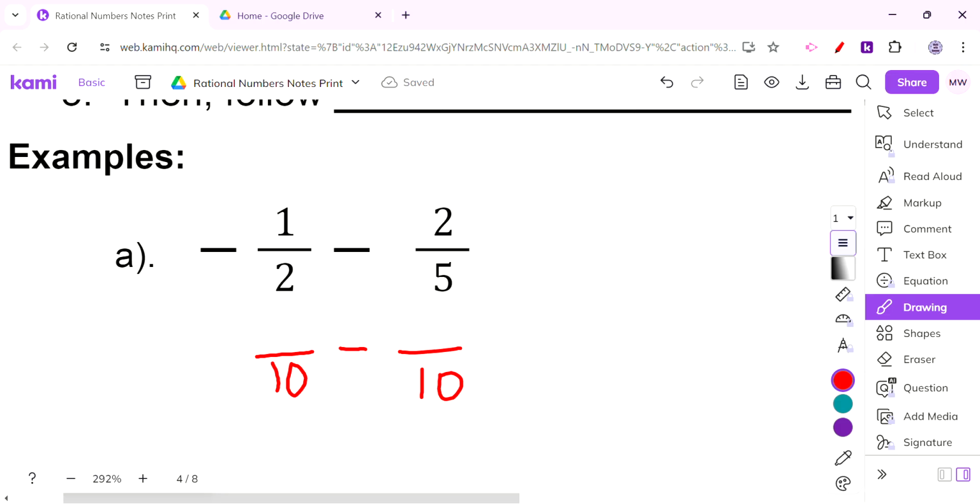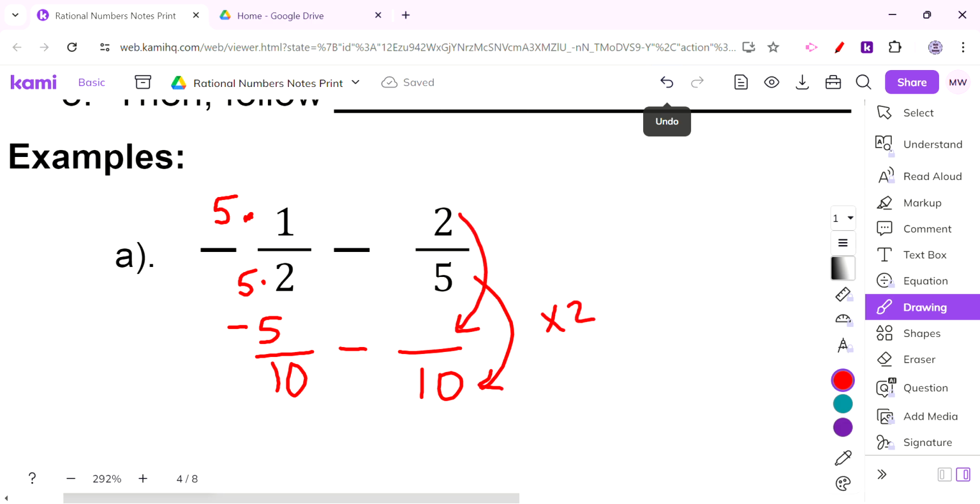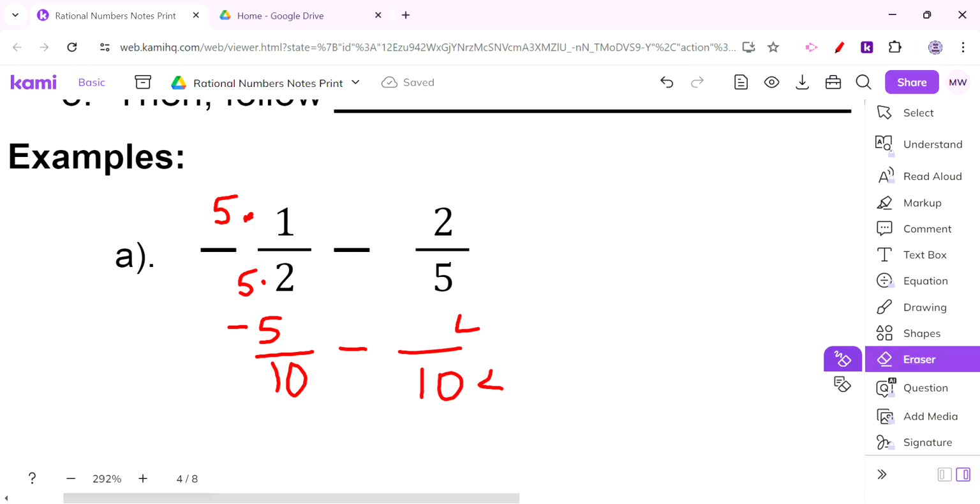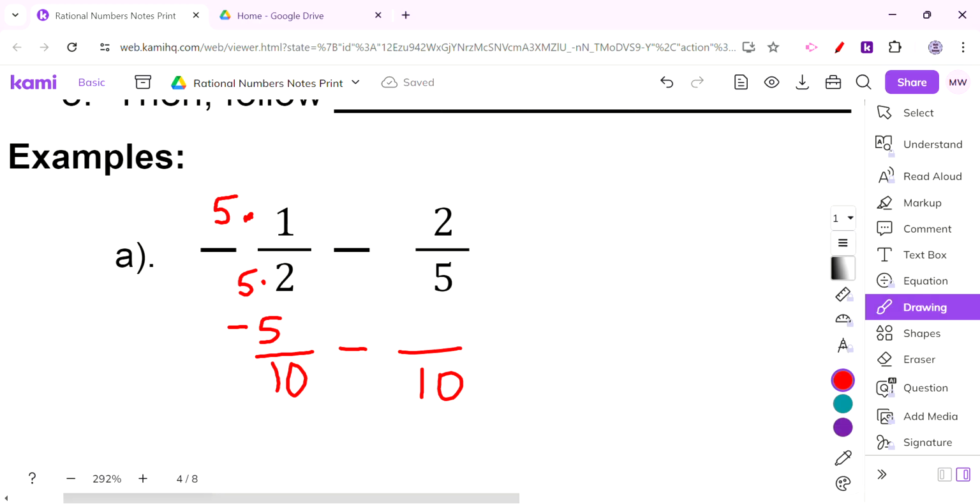You always want to attach the negative to your numerator, so I'm going to attach my negative here. Now 2 times 5 gets me 10, right? That's how I get my denominator of 10. So now I'm going to multiply by 5 in my numerator. 1 times 5 ends up being 5. In order to get from 5 to 10, we're multiplying by 2. So in order to get from 2 to my new numerator, I have to multiply again by 2. So I have here 5 times 2 is 10, 2 times 2 gets me 4.